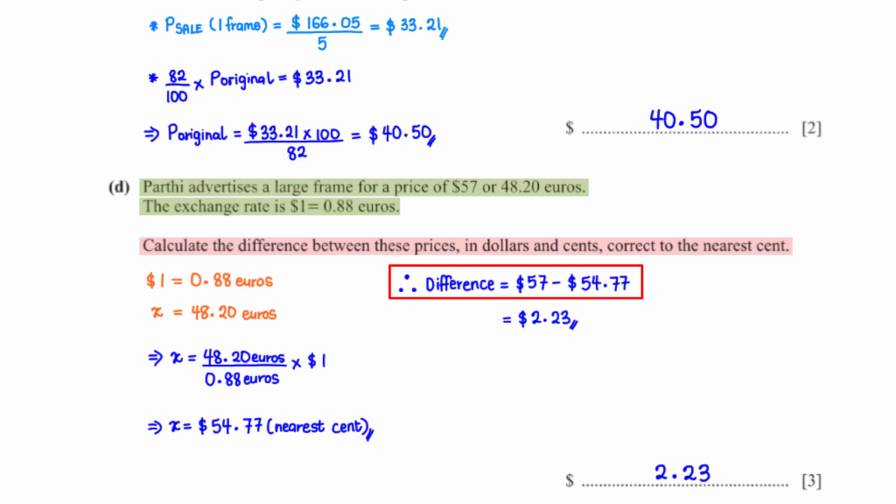Therefore, the difference between the prices would be $57 minus $54.77, which is equal to $2.23.